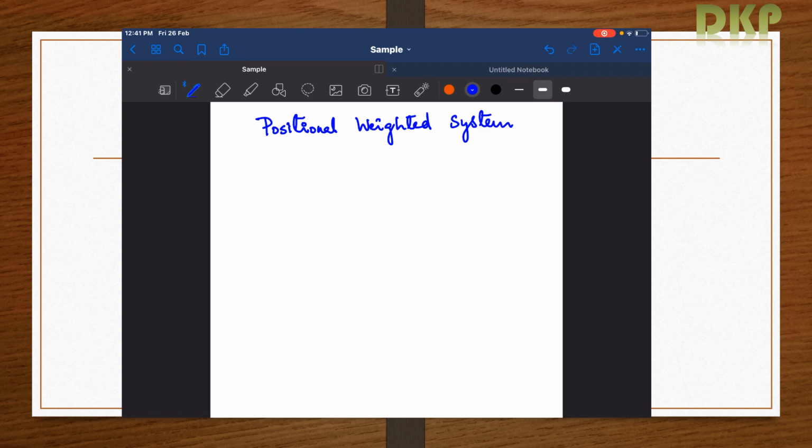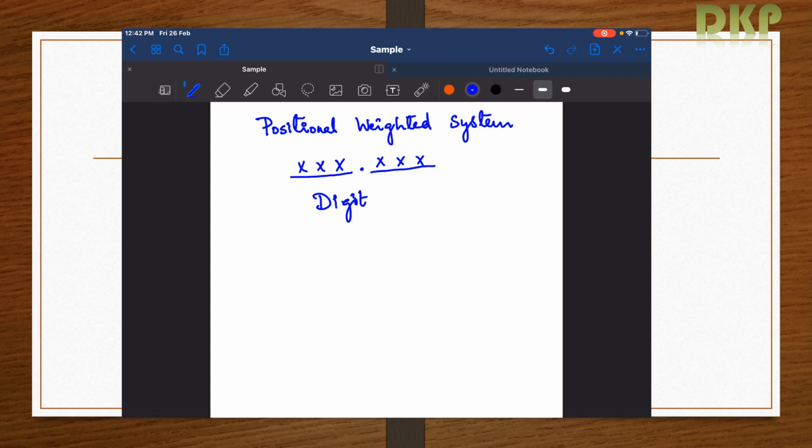Like you have a decimal point, you have certain digits before the decimal point as well as after the decimal point. So according to the position of the digit, it is having a weightage. Each symbol in the number is called a digit, and the leftmost digit in any number has the greatest positional weight among all the digits in that number.